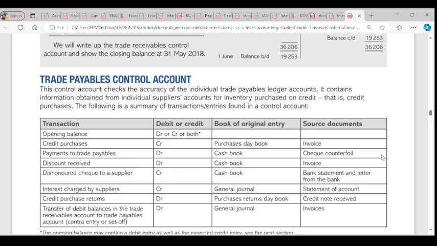Then payments to trade payables. You make payment to the trade payables. Now you have a debit. Yeah. Because payment from customers is a credit, so payment to suppliers will be a debit. Okay. Discount allowed is a credit. Discount received will be a debit.